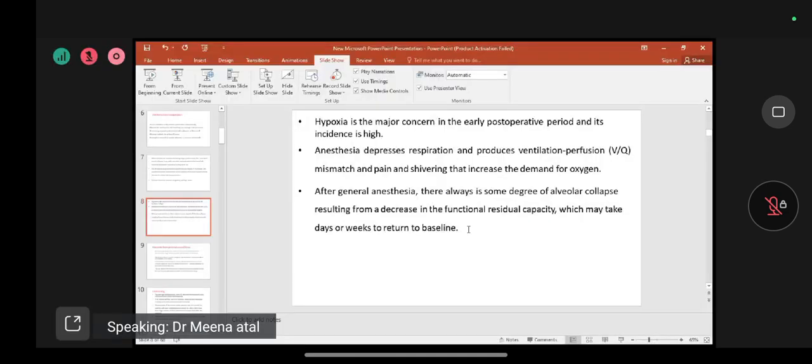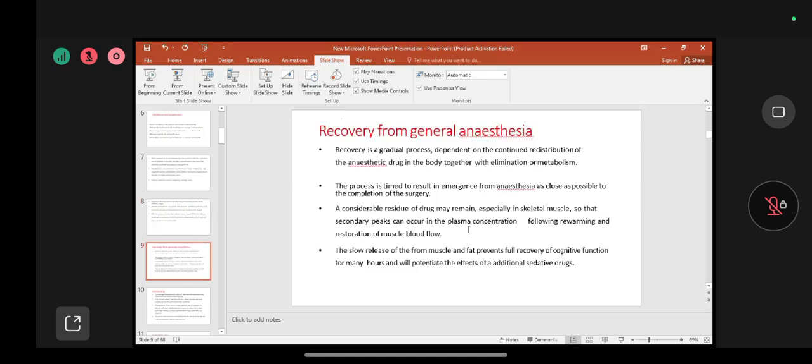Its incidence is high. Anesthesia depresses respiration and produces ventilation perfusion mismatch, and the pain increases the demand for oxygen. After general anesthesia, there is always some degree of alveolar collapse resulting from a decrease in functional residual capacity, which may take days and weeks to return to the baseline.